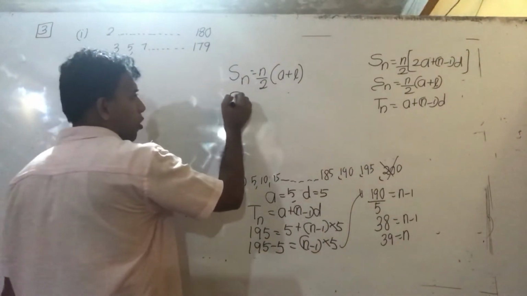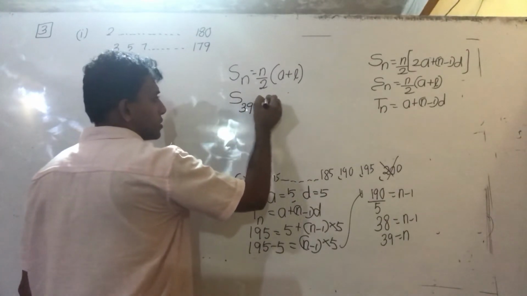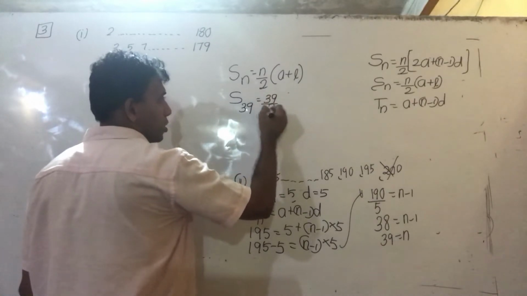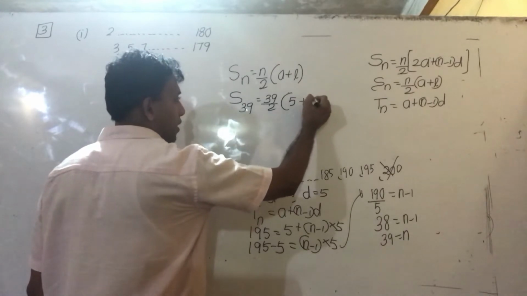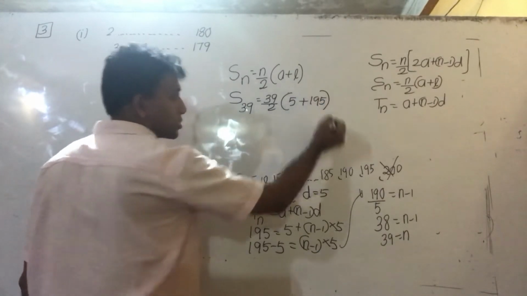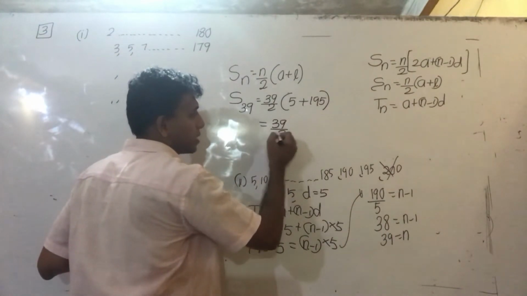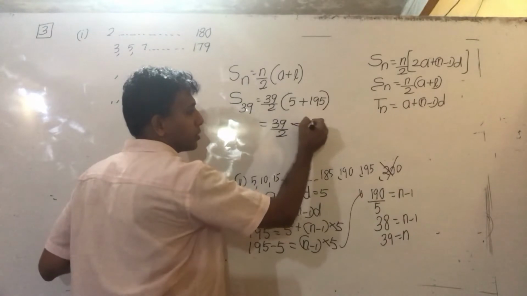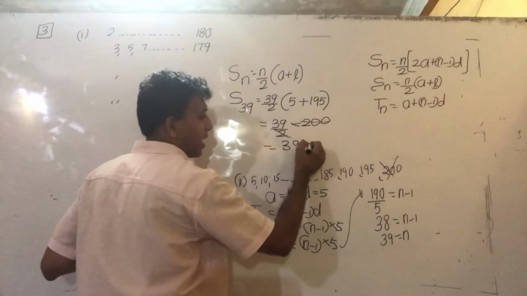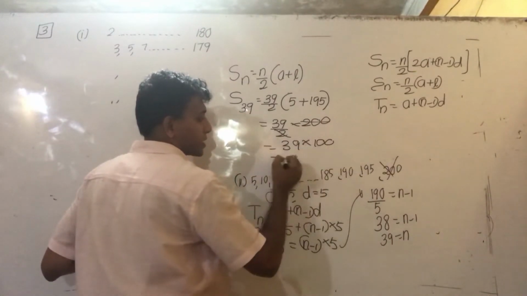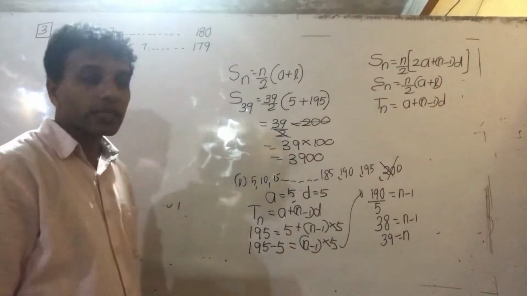So the sum of 39 numbers equals 39 over 2, a is 5, last number 195. Okay, so here you can complete the rest of the parts. This is 200. Yeah, easy, I can calculate the answer easily. Multiply 100, that is 3,900.